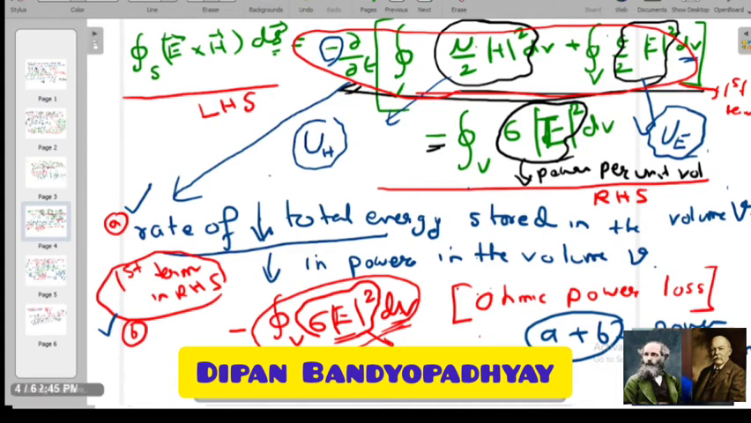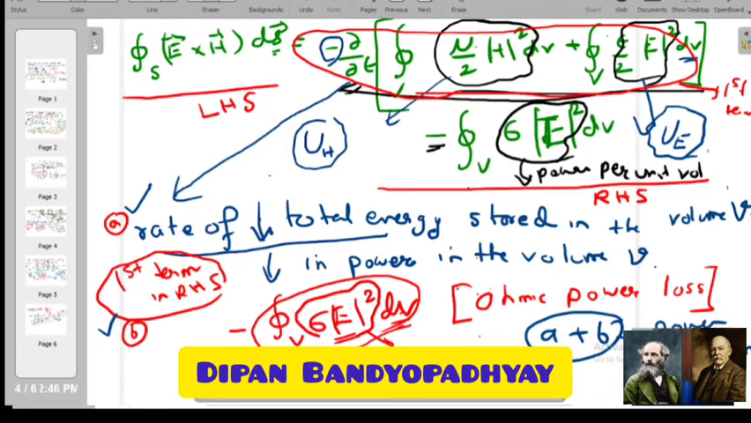This right hand side part is giving the power loss from the volume, and there will be no losses in the medium apart from these two, because we have seen mathematically that we have only two terms. So this is just giving the total power loss from the volume. There will be no other losses.